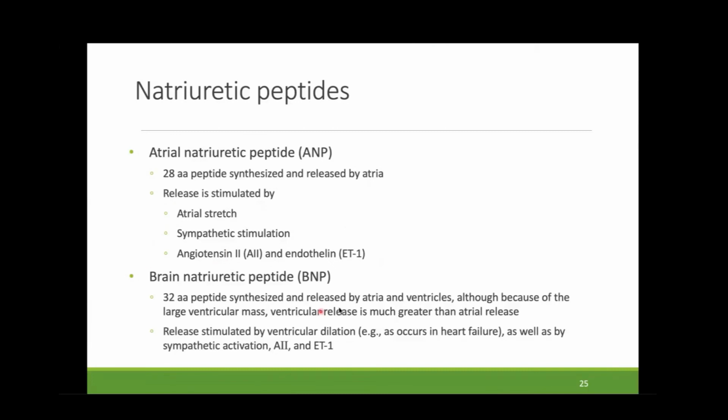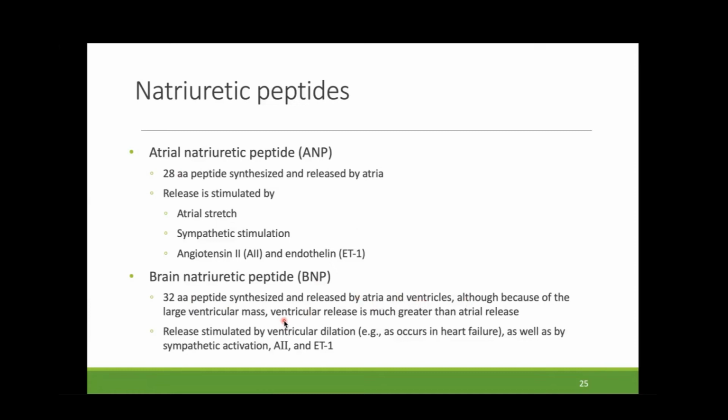There's another natriuretic peptide that we call brain natriuretic peptide, or BNP, because it was first discovered in the brain. Although our focus is on the fact that it's also produced by the heart. It's produced in the atria and in the ventricles. It's a little larger peptide than atrial natriuretic peptide. It's produced by both chambers of the heart, upper and lower, but because of the much larger ventricular mass, most of the release into the blood is from ventricular tissue.